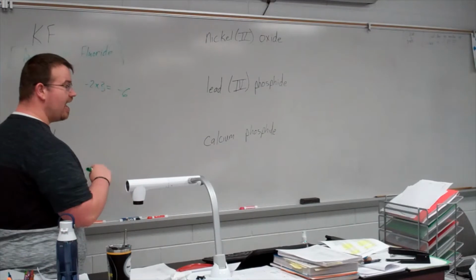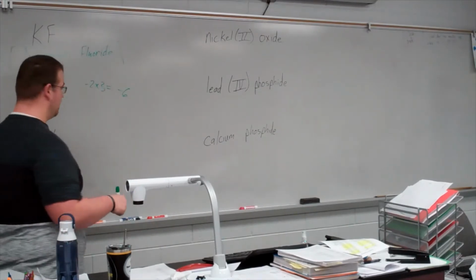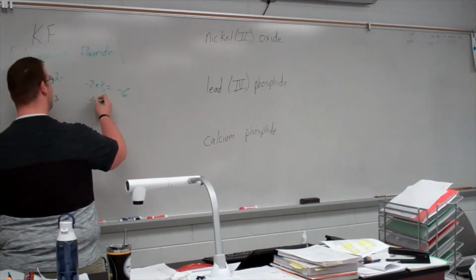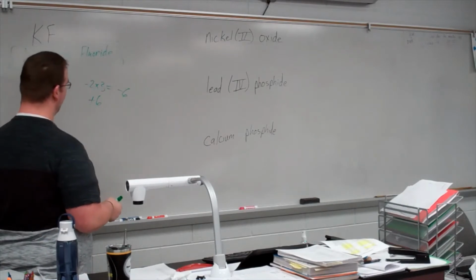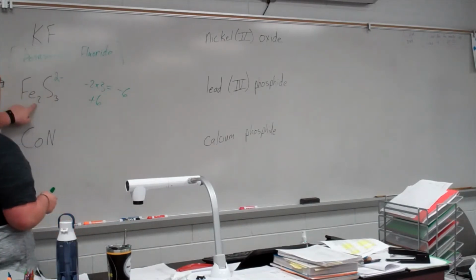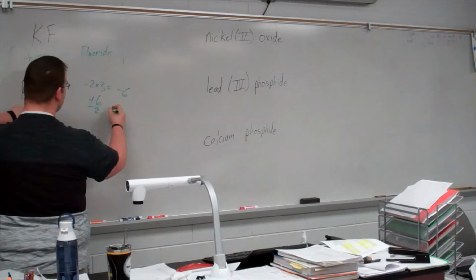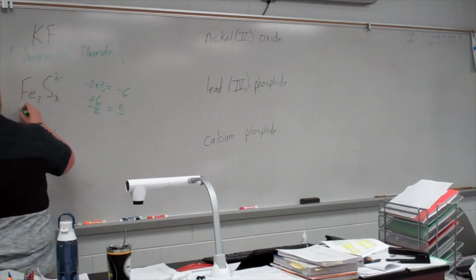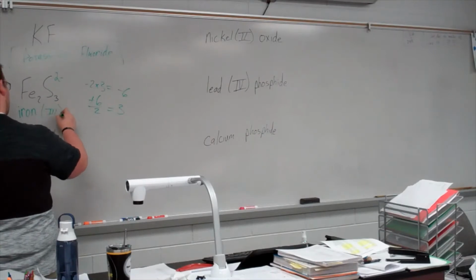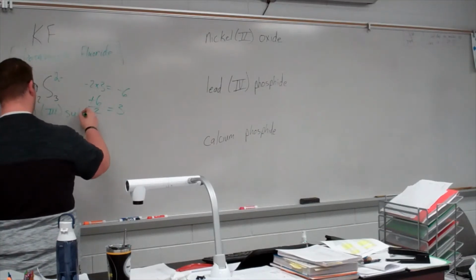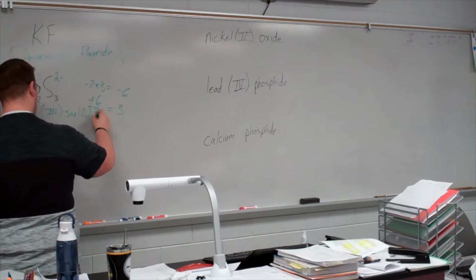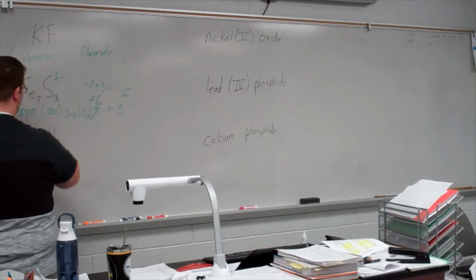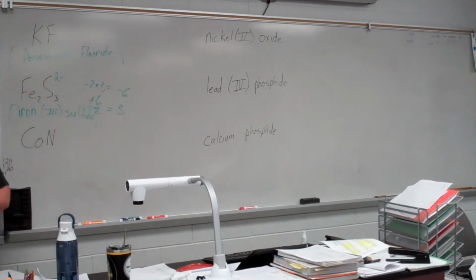That means the cation has got to match that. So it's negative 6, so we have to have a positive 6. How many irons do we have? 2. Divided by 2 gives me 3, so this is iron 3 sulfide. Any questions?